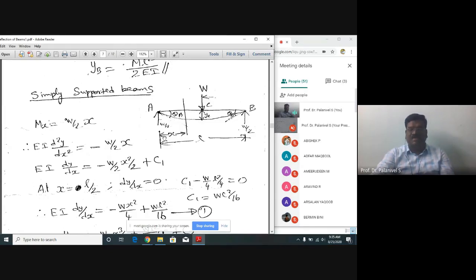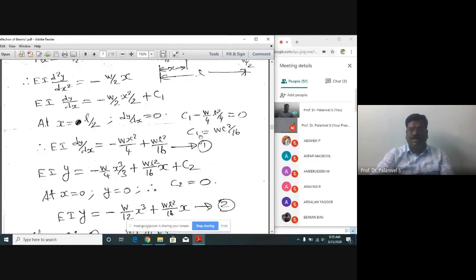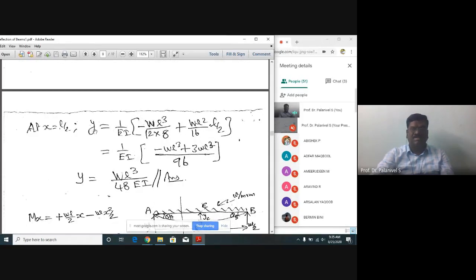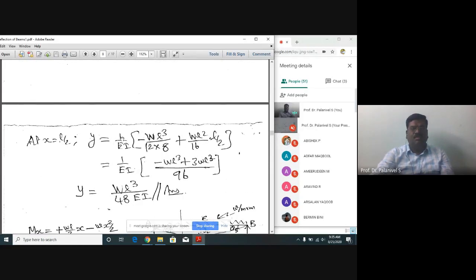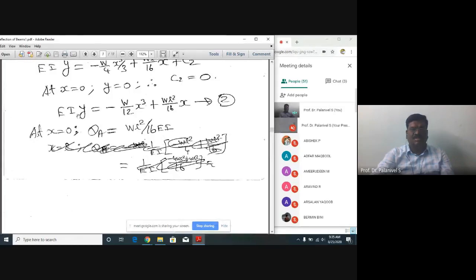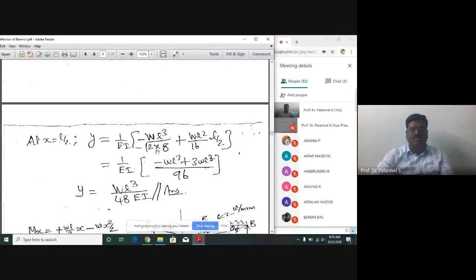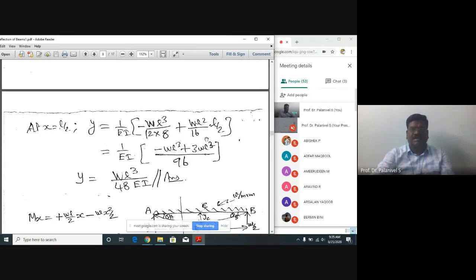Okay, at the center, the value is x equal to L by 2. So at C, in other words at x equal to L by 2, I am interested in determining the maximum deflection. At x equal to L by 2, y is equal to 1 by EI into, substitute x equal to L by 2 in this equation. So it becomes W into L cube by 2 into 8 plus WL square by 16 into L by 2. If you do it, here 16, here 16 into 32, here 16, here 32.